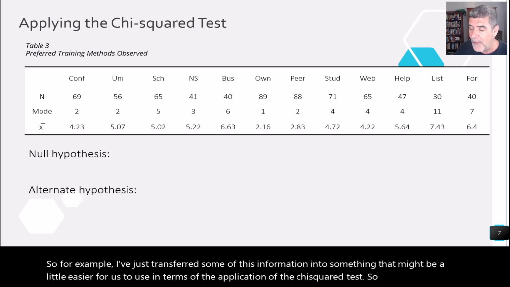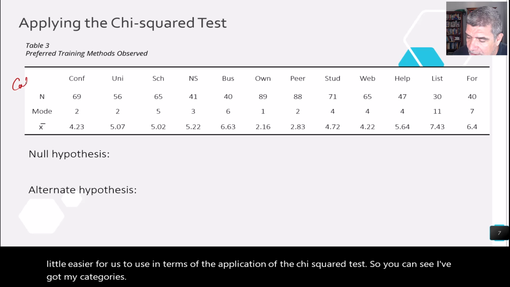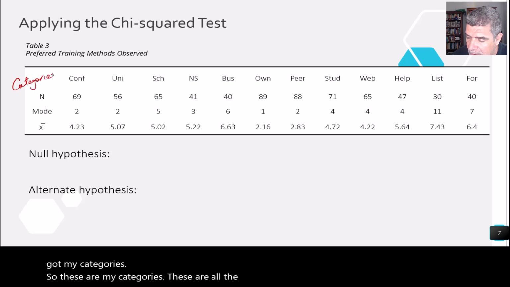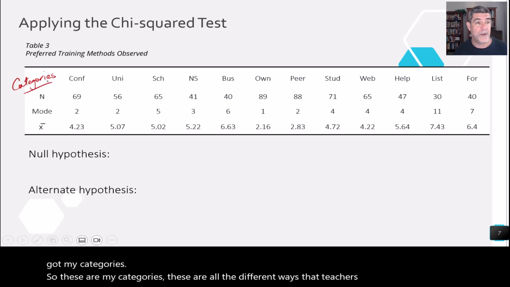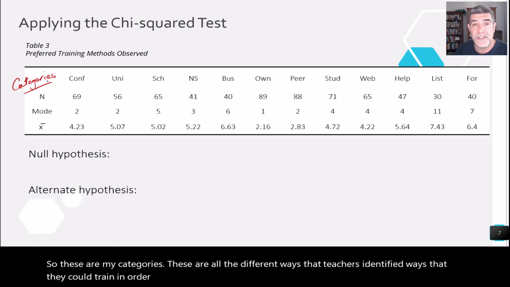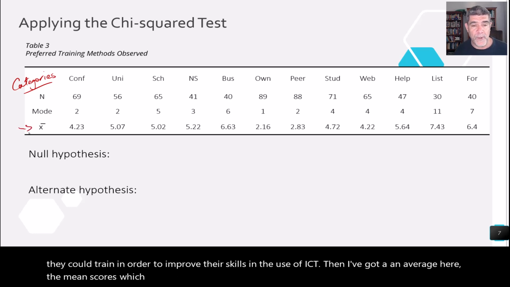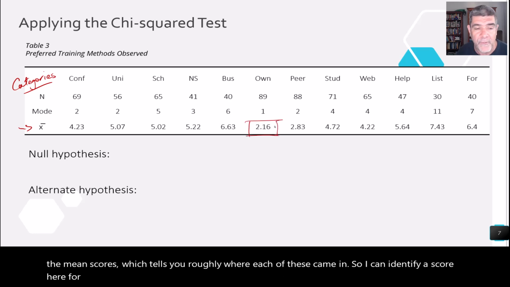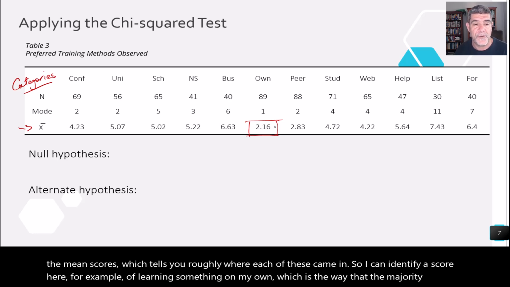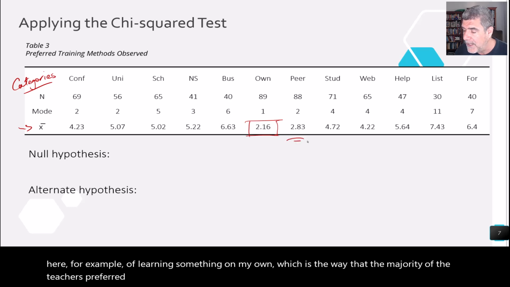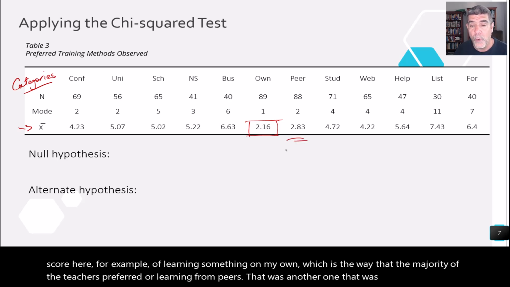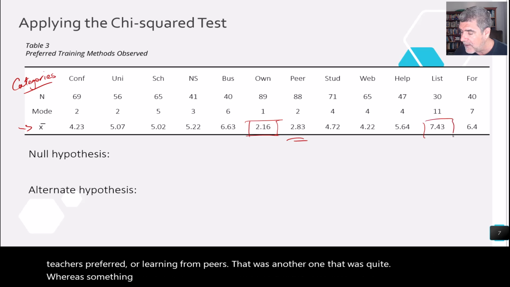So you can see I've got my categories. These are all the different ways that teachers identified ways that they could train in order to improve their skills in the use of ICT. Then I've got an average here, the mean scores, which tells you roughly where each of these came in. So I can identify a score here, for example, of learning something on my own, which is the way that the majority of the teachers preferred, or learning from peers. That was another one that was quite popular. Whereas something like our list servers had a very big mean.